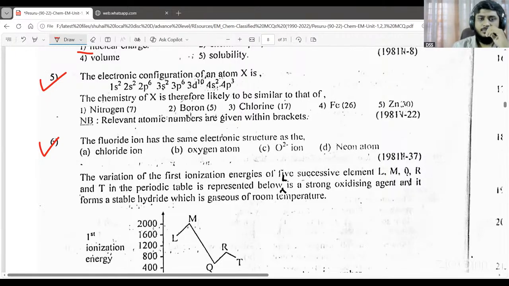Okay. Now let's see the fifth one. The electronic configuration of an atom X is given as 4s2 4p3. The chemistry of X is therefore likely to be similar to that of what? So 4s2 4p3 means this belongs to which group?